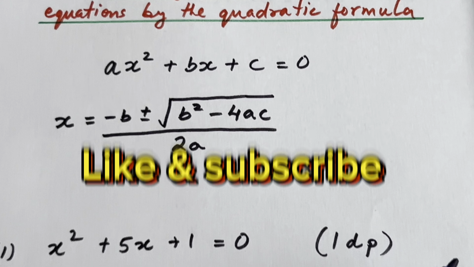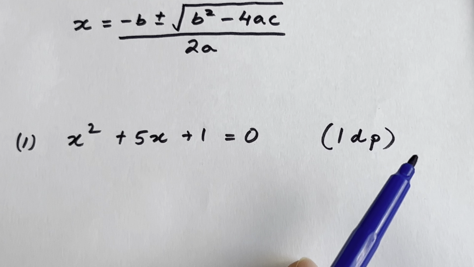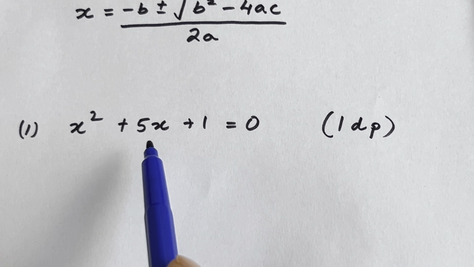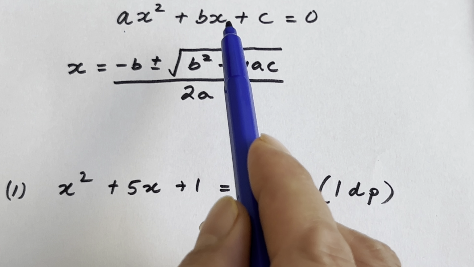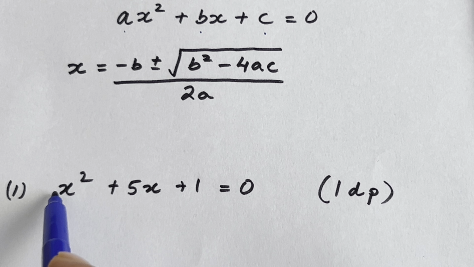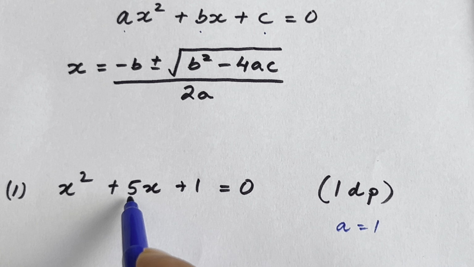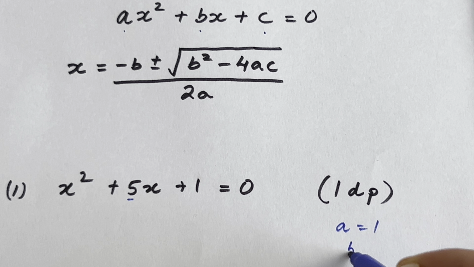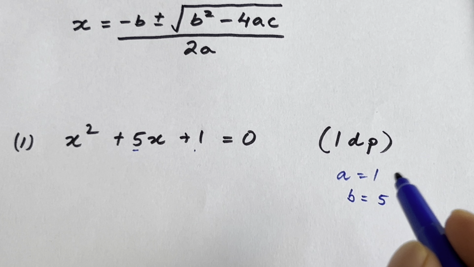Now let us look at the first question. It says x squared plus 5x plus 1 equal to 0. Let us find out what is a, b, and c for this equation. A, right over here, the coefficient of x squared is 1, so a is 1. B, the coefficient of x is 5, so b is 5. And c is the constant term, which is 1.